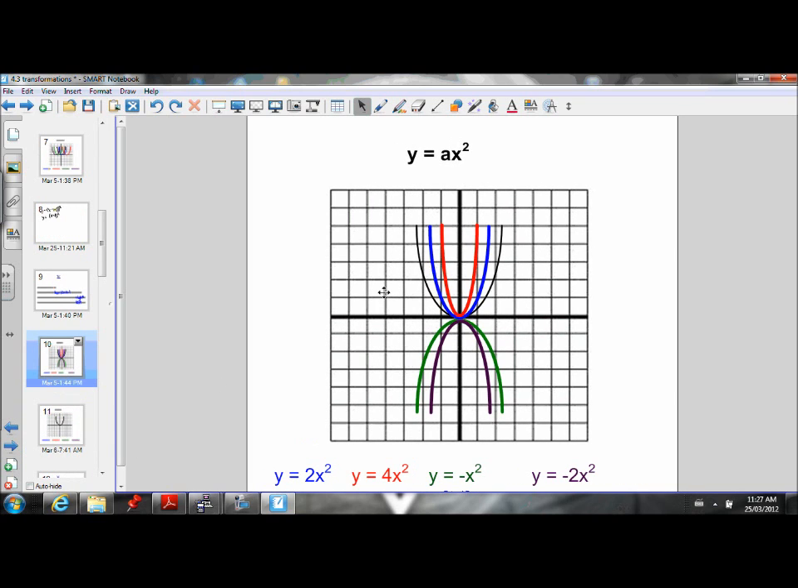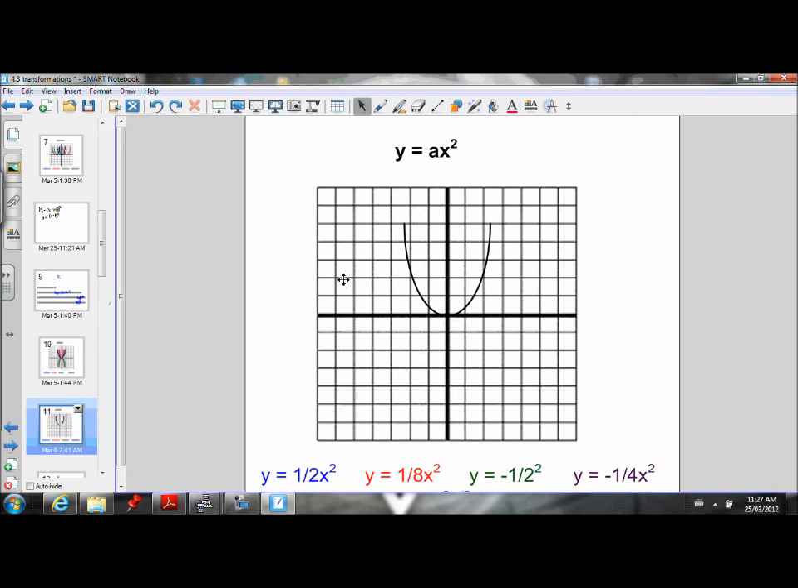There's still more a values we have to consider. Okay? So make sure for these first 4 graphs you have these sketched on your investigation, and you filled out all the accompanying cells about the vertex and axis of symmetry and so on.